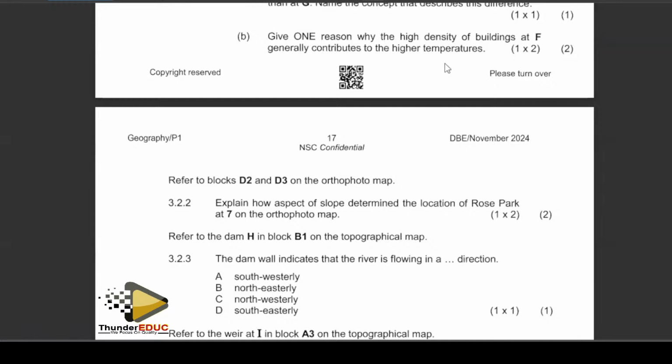Then give one reason why the high density of buildings at F generally contributes to the higher temperatures. The buildings are highly concentrated. Why does that contribute to higher temperatures? We look at absorption by the buildings. Because they are concentrated, they absorb more heat, which will lead to an average rise in the temperatures because of the absorption of heat by the buildings.